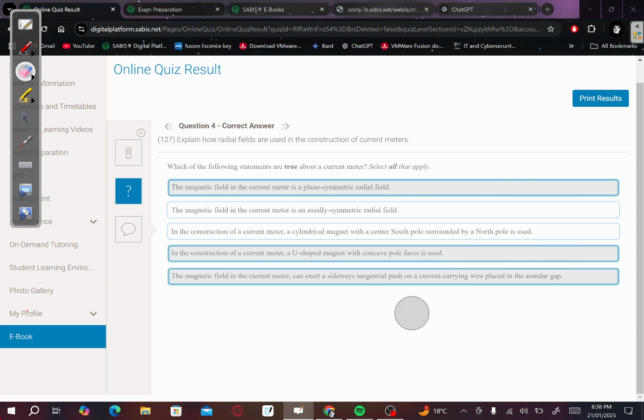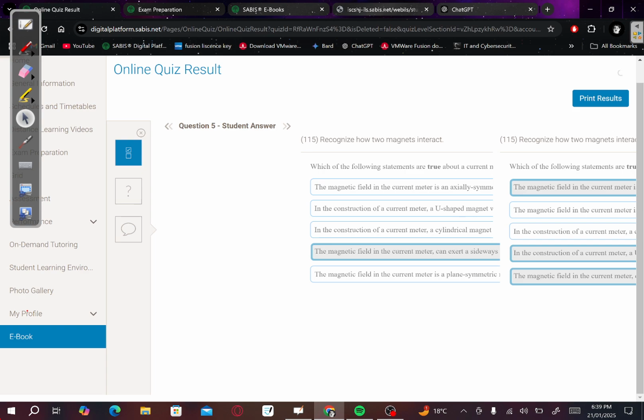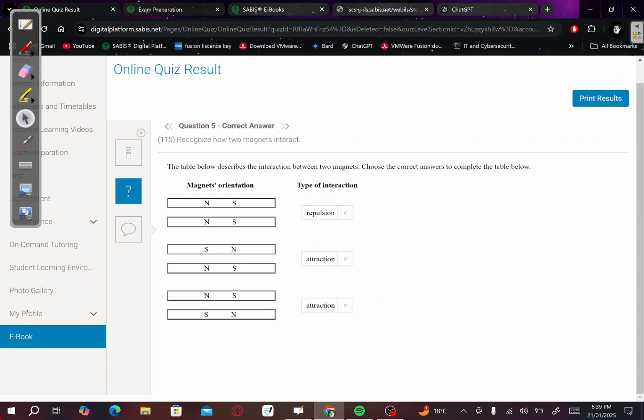Let me just erase this thing. My prediction for these types of questions, by the way, is that it's gonna be matching between the current meter and the speaker. I'm not sure though. We'll see when we get to the exam.